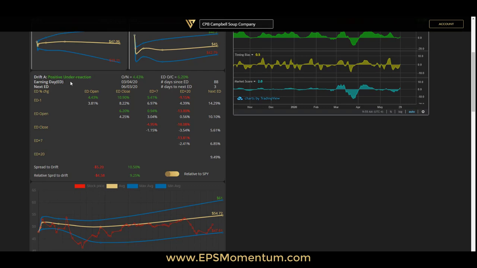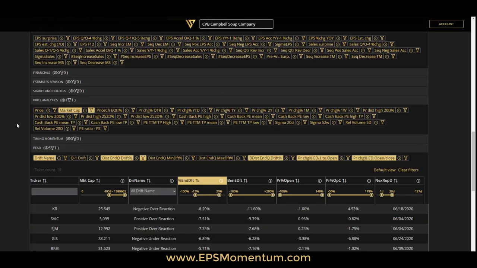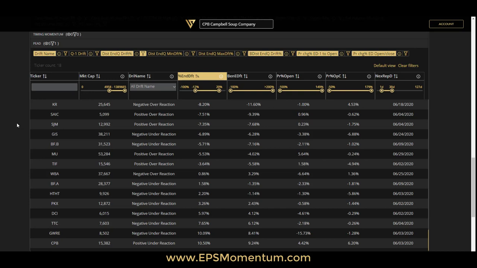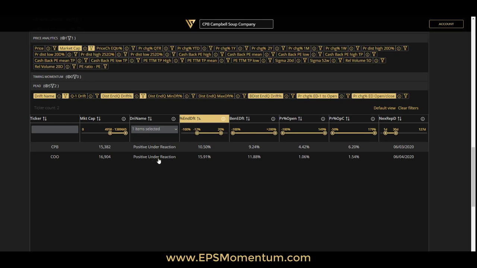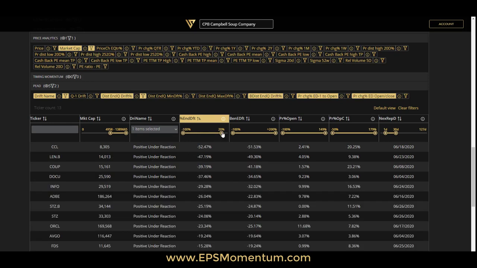You can use the drift to identify good stock. So this is what we're doing here on the screener. You have an entire section which is PEAD. You have the drift name. You can sort by drift name. Let's say I want all the positive under reaction, the drift A. Right, I want to have the percentage distance from the drift. So here I'm 39% from the end of the drift, or adjusted with the benchmark, I'm 39, 41.